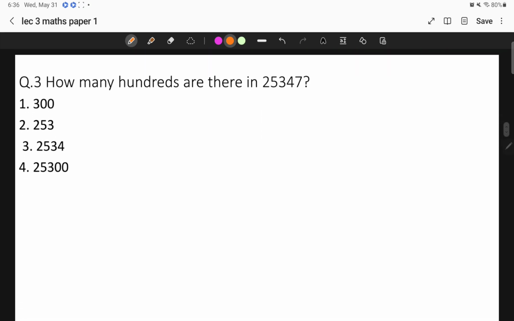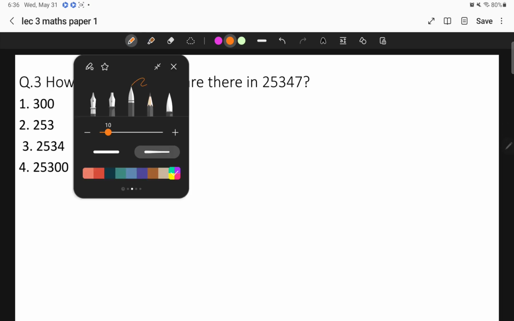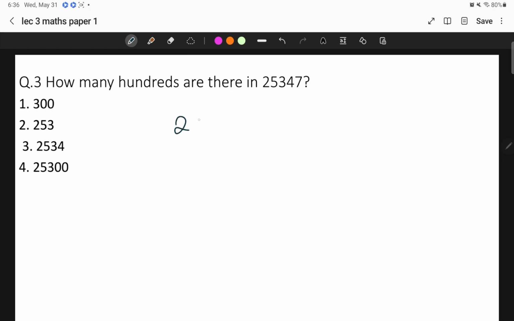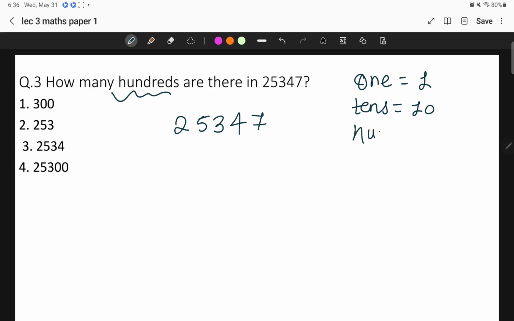How many hundreds are there in the given number? 25347 is the number and we have to calculate the hundreds. In case of ones, we divide by 1. In case of tens, we divide by 10. In case of hundreds, we are going to divide it by 100. Simple. Options given here are 300, 253, 2537 and 25300.